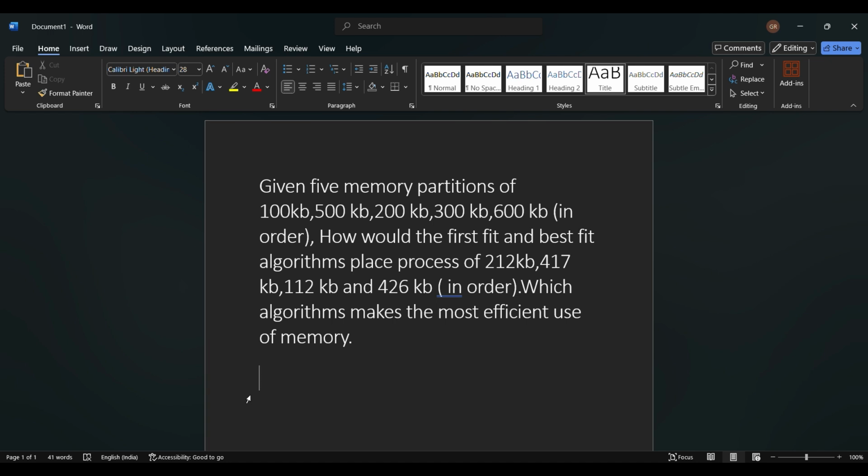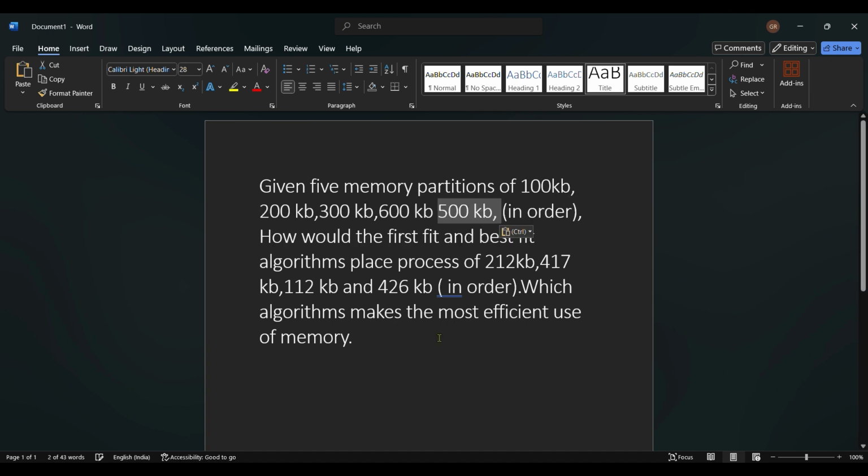For this, let's take a reference example right here. Given 5 memory partitions of 100 KB, 500 KB, 200 KB, 300 KB, 600 KB in order. So these are the memory partitions: 100 KB, 200 KB, 300 KB, 600 KB and 500 KB. That is the order, and the partitions are given in ascending order.